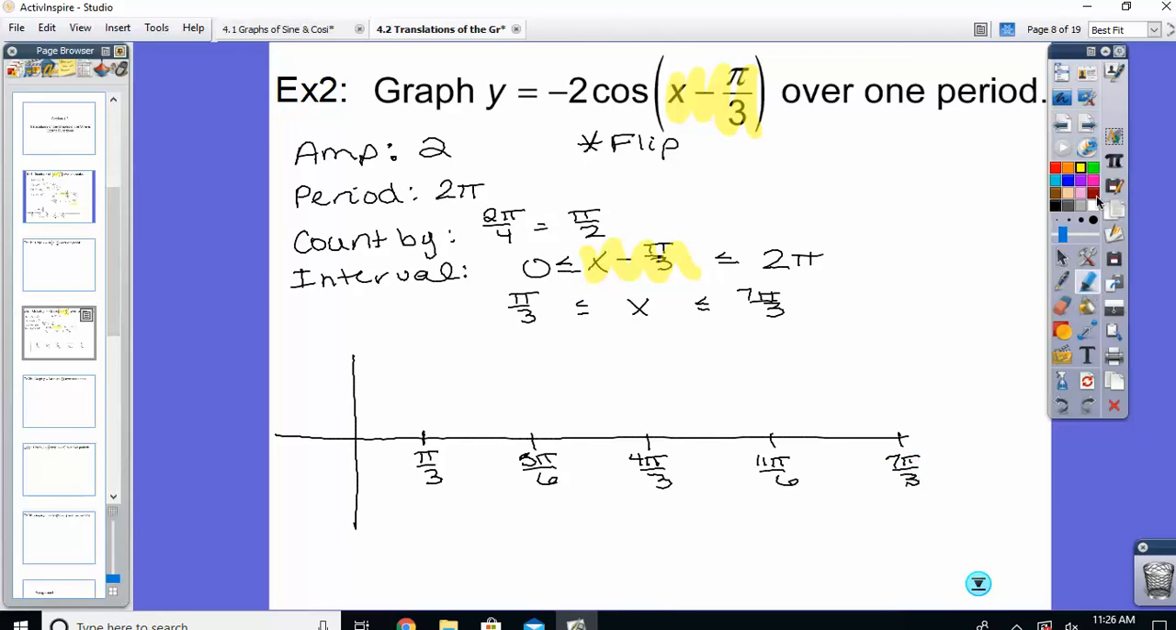And quick check, that's where my interval was supposed to end, and that's where I ended. So I'm in good shape now. Does everybody understand how I'm getting those points?